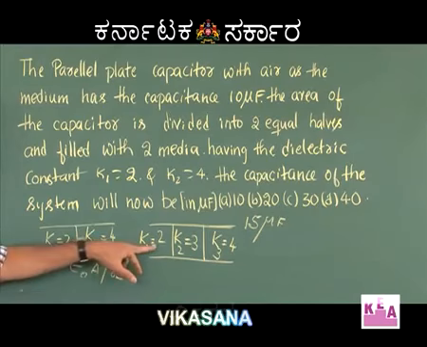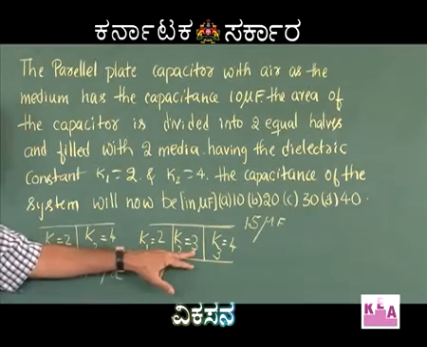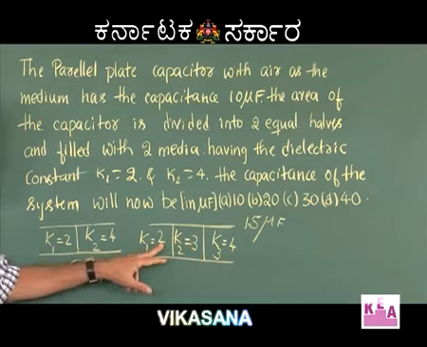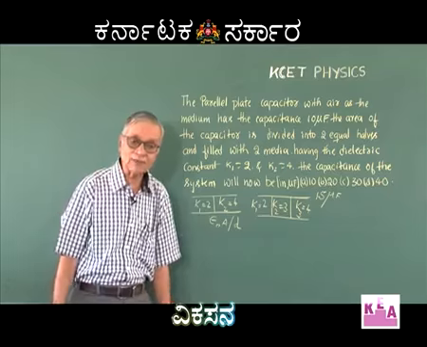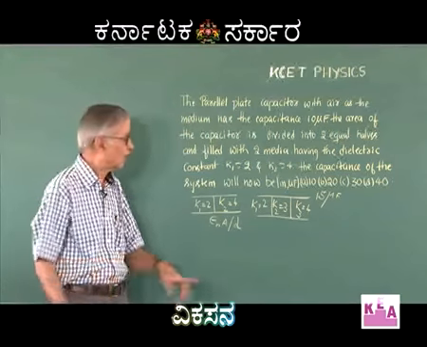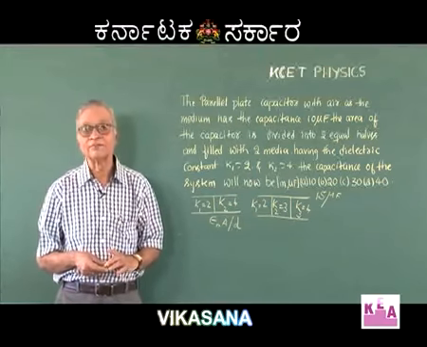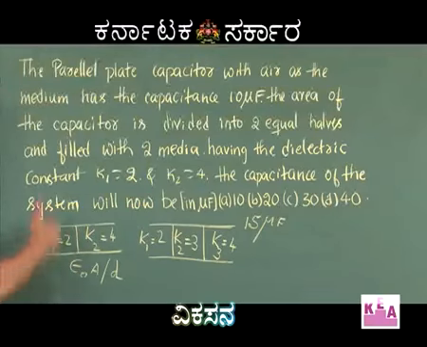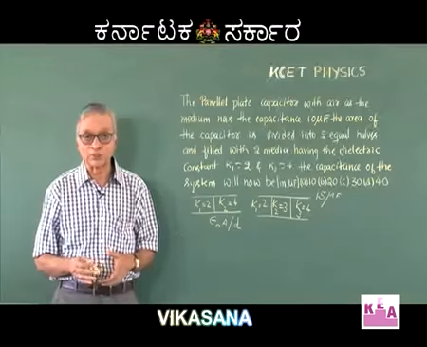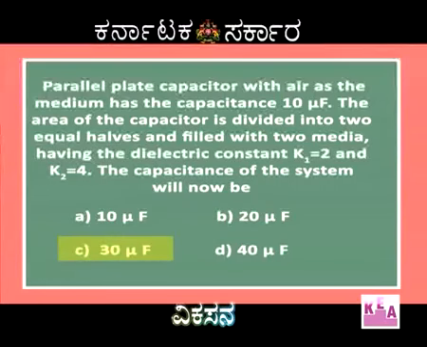When you fill it with K1 equal to 2, 5 into 2 equal to 10. The second one, 5 into 3 equal to 15. 15 plus 10 is 25. 5 into 4 equal to 20. 25 plus 20 equal to 45. Therefore, the capacity of this condenser would now become 45 microfarad. Please note that if the dielectrics are placed such that the division is vertical, then the individual capacitors should be taken to be connected in parallel. Therefore, the correct option is C.